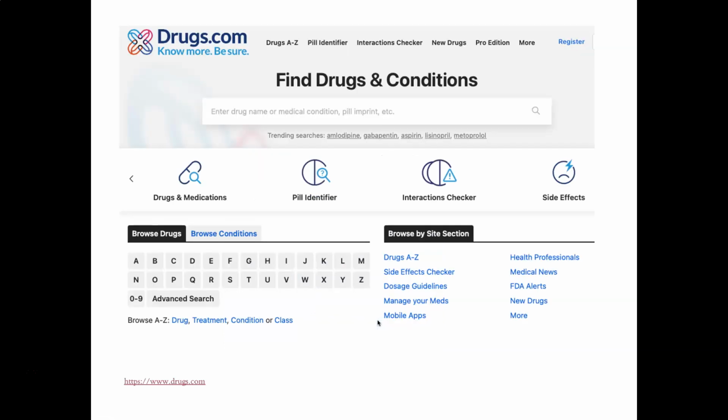At drugs.com, you can go ahead and put in drugs, pill identifier, interactions checker, side effects, and you can look at it by site section, or you can actually browse by drug treatment, condition, or class. So you've got different ways that you can find this information. You can enter it up here at the top. And you can also click on some of these buttons. And again, if you want to go here, the link is in the bottom left-hand corner at www.drugs.com.